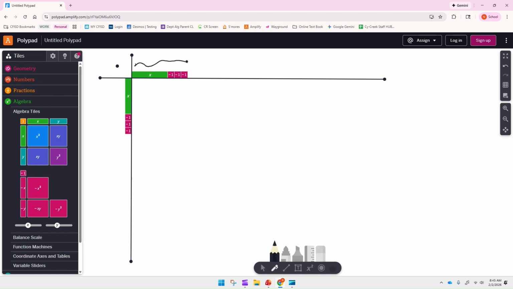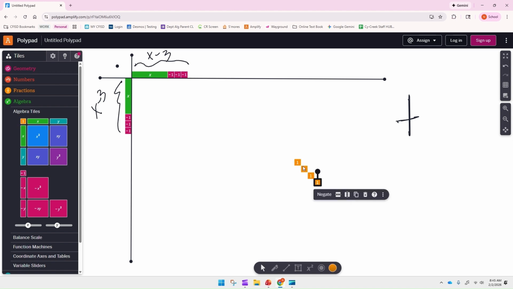So to remind you, this is x minus 3. This is x minus 3. Now, I have to deal with the plus, and then I have 4 more units. So 1, 2, 3, 4. So it's kind of outside what we have there.